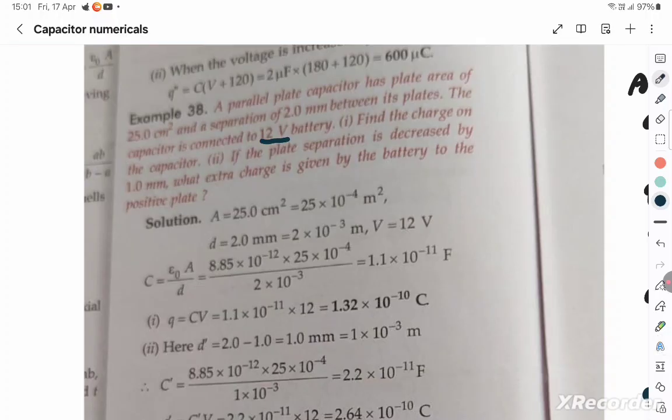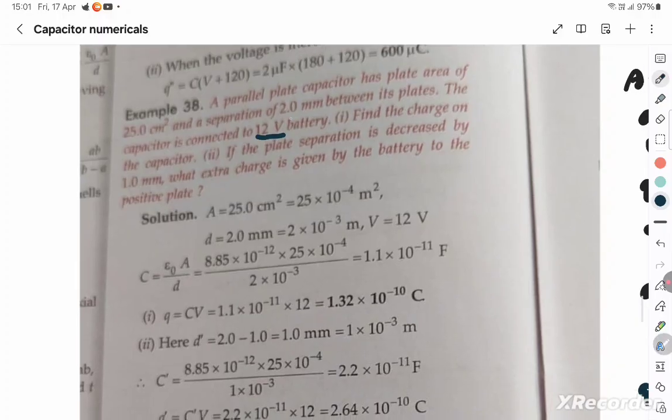The plate separation is decreased by 1 millimeter. What extra charge is given by the battery to the positive plate? See, this capacitor is still connected to 12 volts, and the plate distance is decreased by 1 millimeter. Initially it was 2 millimeter, now it's 1 millimeter, so the new distance is 1 millimeter. The capacitance will increase because it is epsilon naught into A by D dash. You find the new capacitance. Obviously that's getting halved. You know the original capacitance, and it's going to be divided by 2. You get the new capacitance.